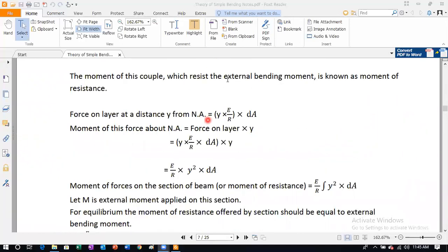We will discuss the next part of the theory of simple bending, that is the introduction to bending stresses and shear stress distribution, in our next class. For today, we will end with this, but I will take your queries.